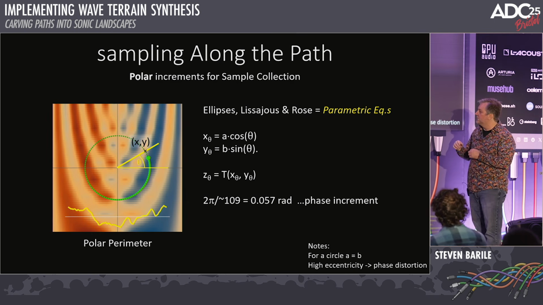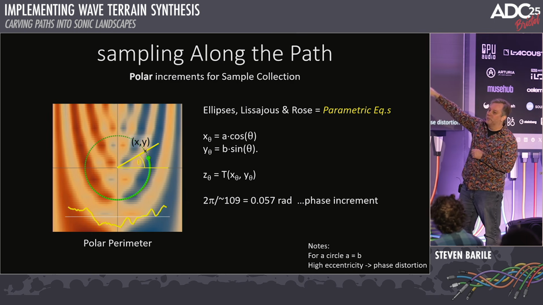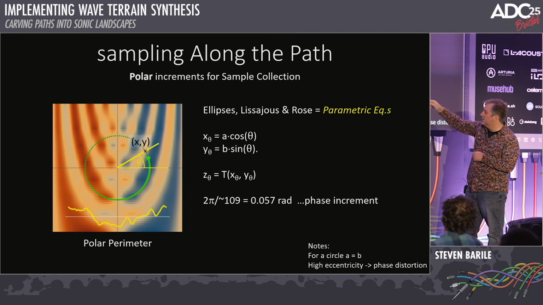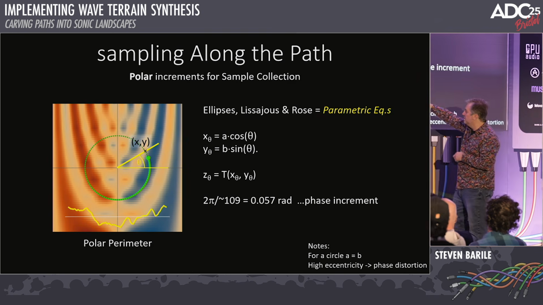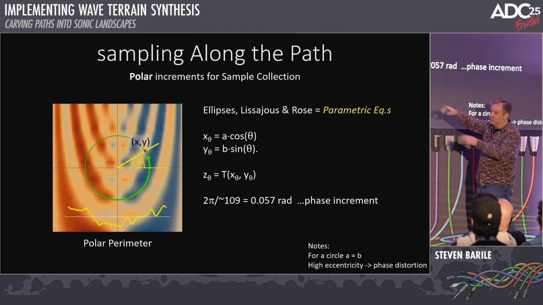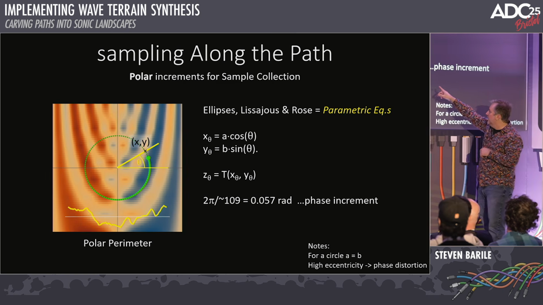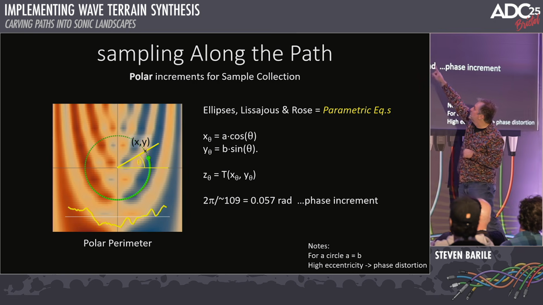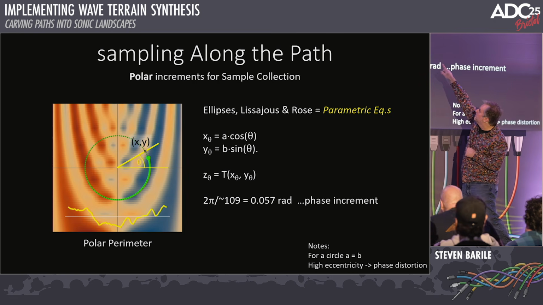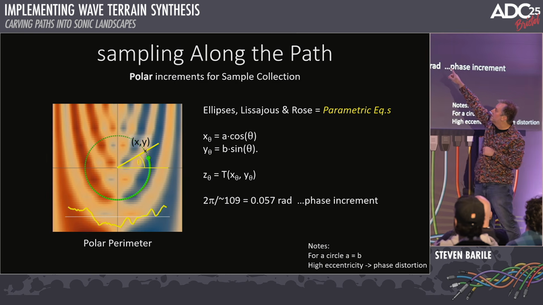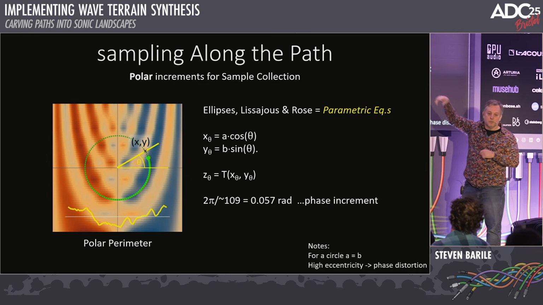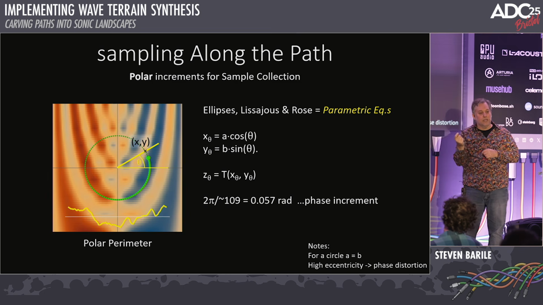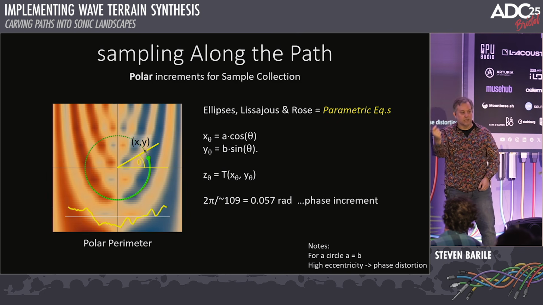So I decided to use the concept of sweeping an arc. Again, if I needed 109 samples, I would divide 2 pi by the 109 floating point version. Then I would know how many radians to increase my sample, put those into my theta of the parametric equation, and out comes my X and Y. Once I get my X and Y, I just go to my terrain and ask, what's the height of the terrain at that X and Y value?